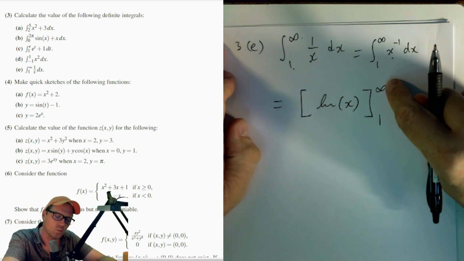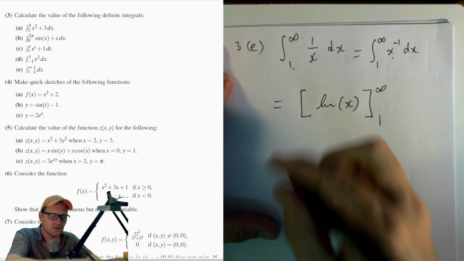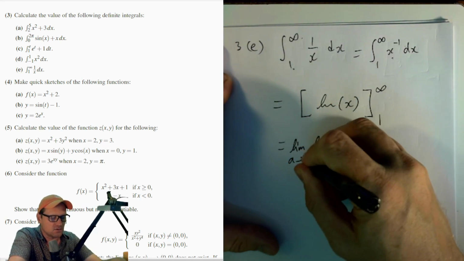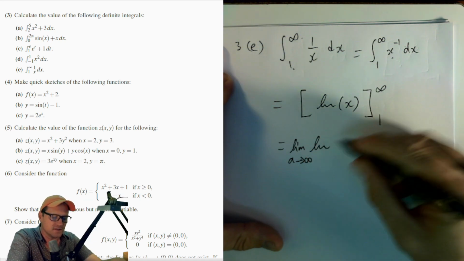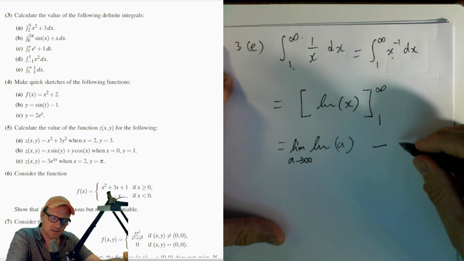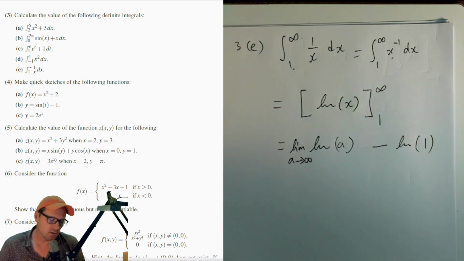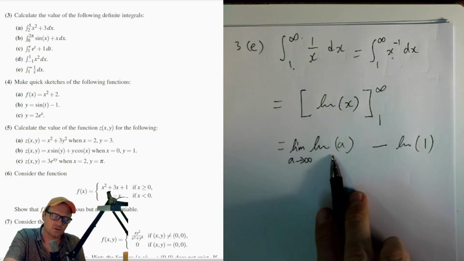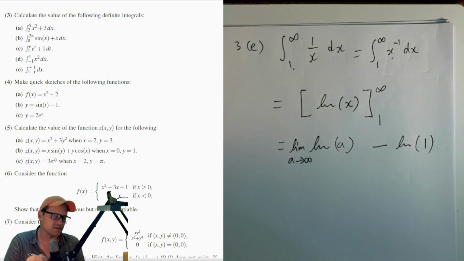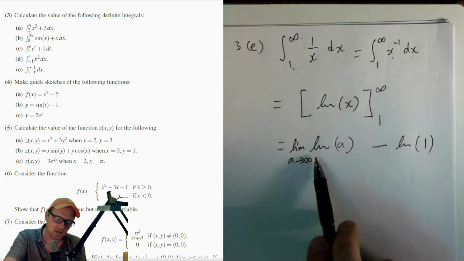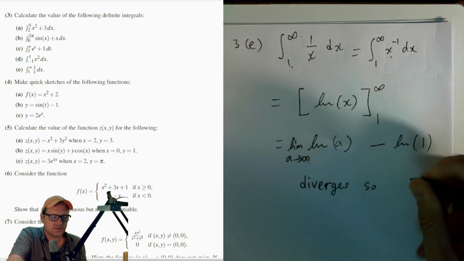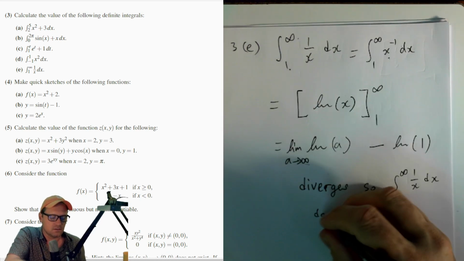Now, we need to use a limit for this. So we'll express this as the limit as a goes to infinity of the natural log of a, and then we subtract the natural log of 1. Okay, so now natural log of a as a goes to infinity diverges, so there's no upper limit on this. So this would be infinity minus 0. We'll just say that this diverges so that this integral does not exist.